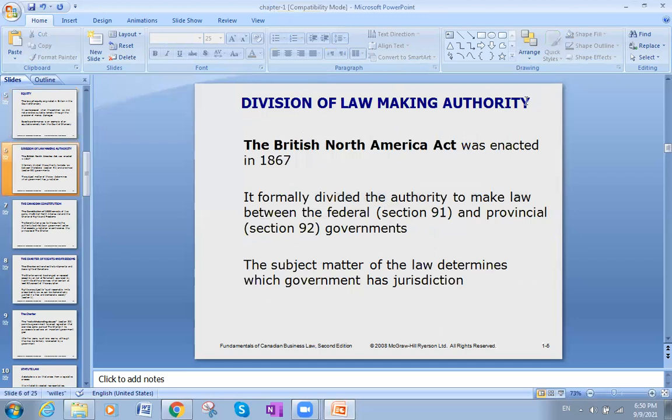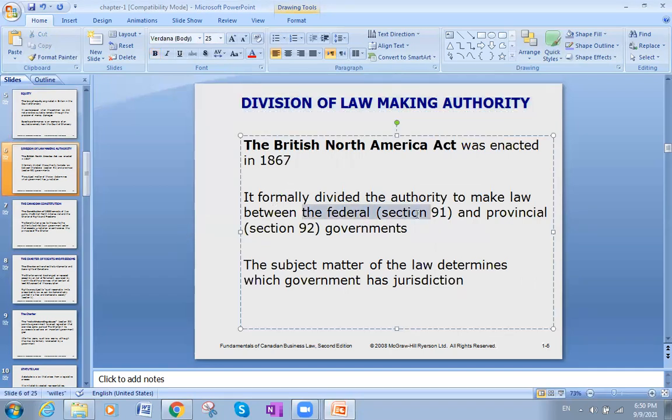Division of lawmaking authority. Who will make the law? It is formally divided, the authority to make law, between the federal and the provincial governments. So making law is something shared between the federal government and the provincial government. As an example, the federal government of Canada and the provincial government of Ontario will make the laws together, between the federal and the provincial.